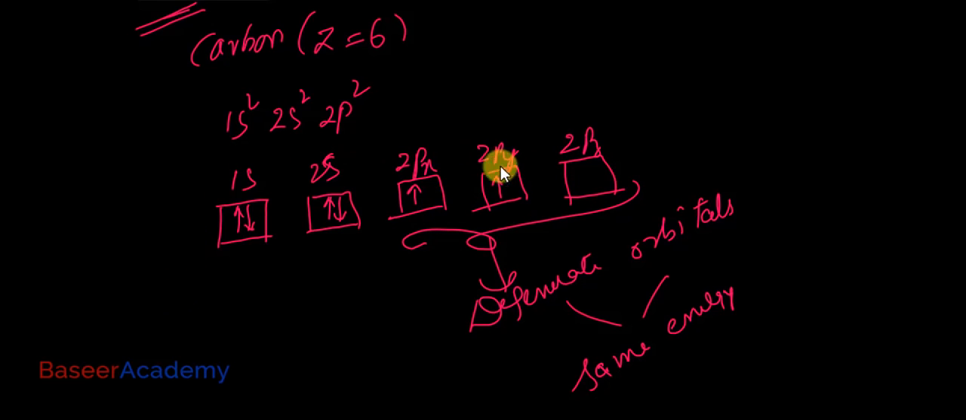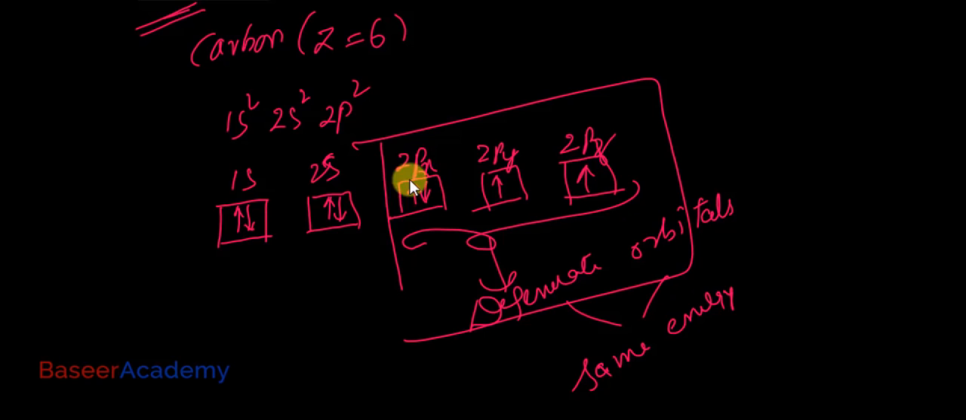So if I have one more electron, that electron will not get paired here because these are degenerate orbitals. Pairing cannot happen until all the orbitals have one electron each. So if I have another electron, it will go here in 2pz, but it will not get paired with 2px or 2py. If now I have one more electron, then only it will get paired. So in degenerate orbitals, pairing will take place only after all degenerate orbitals are occupied by one electron each.